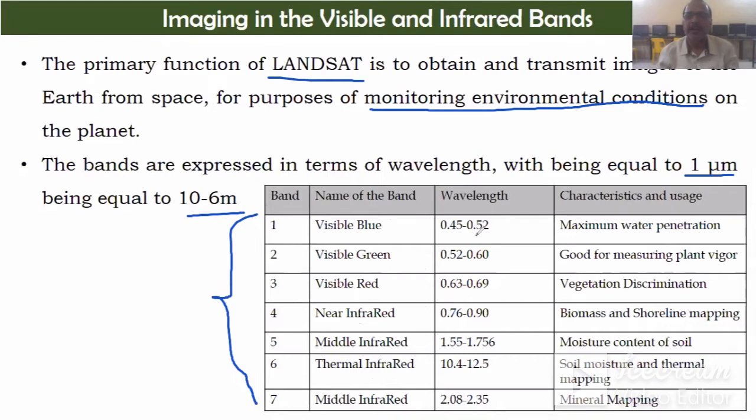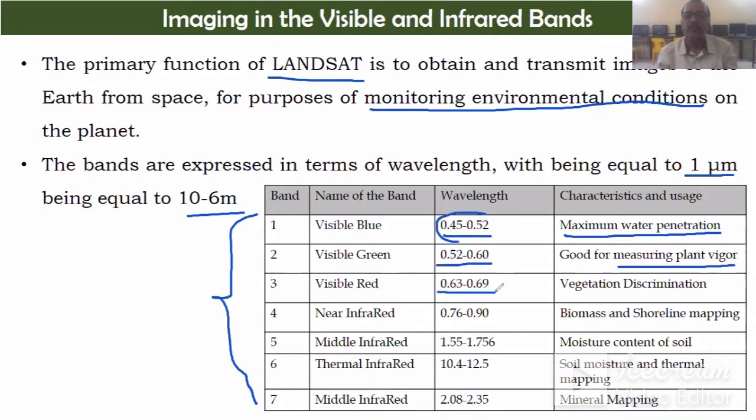Visual blue has a wavelength of 0.35 to 0.52, and this is generally useful for maximum water penetration. So if there is any problem in the water, whether it is a river or an ocean, and we want to find it, this visual blue band is used. Now visual green, which is 0.452 to 0.60, is generally useful for measuring plants. So plant-related measurement will be done by this.